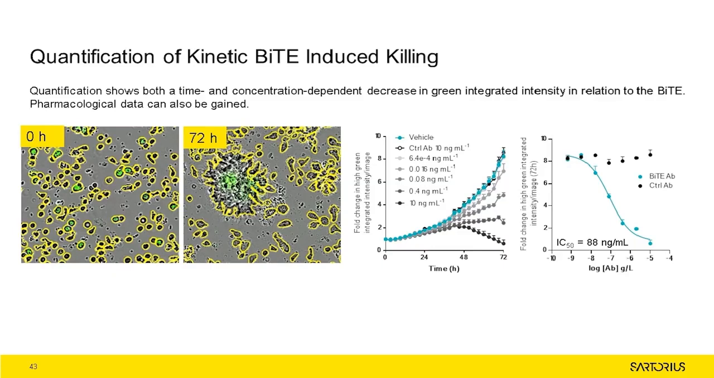When this data is plotted over time, we can see that the BiTE antibody induces a time-dependent, concentration-dependent decrease in green signal, meaning the target cells are dying in response to the presence of the BiTE. This data can then be used to achieve pharmacological readouts, and we see here that only the BiTE induced death, and the control antibody used here, which was a CD3 beta-galactase BiTE, did not induce such a response.